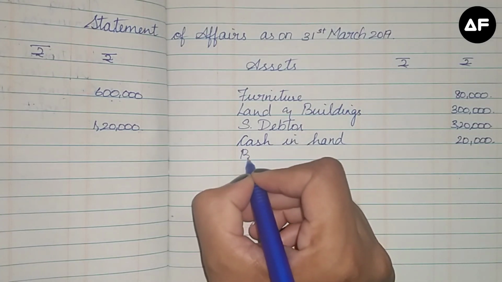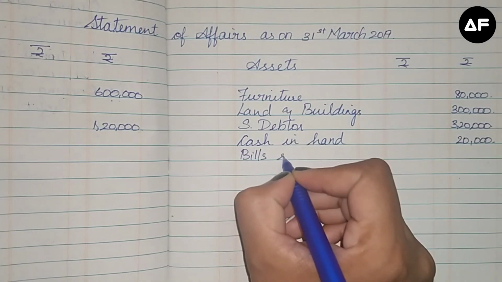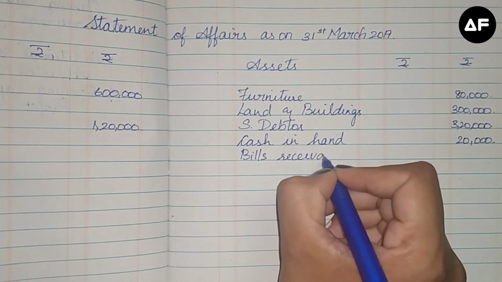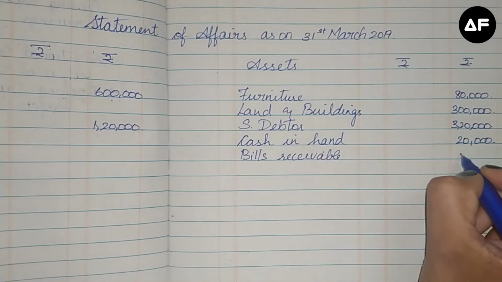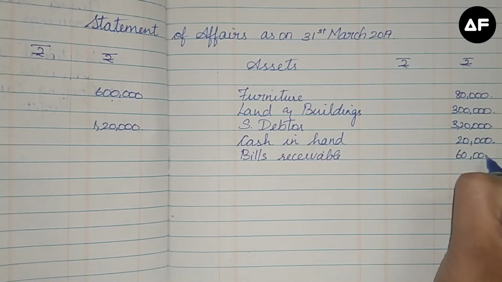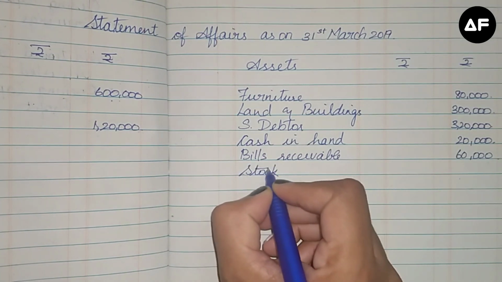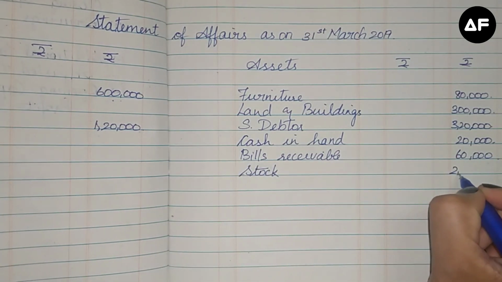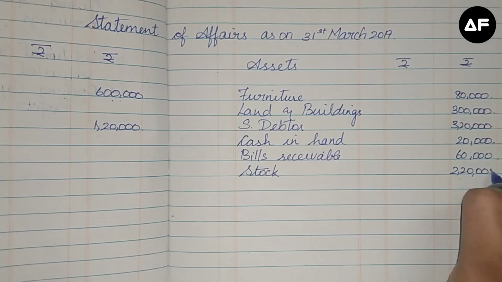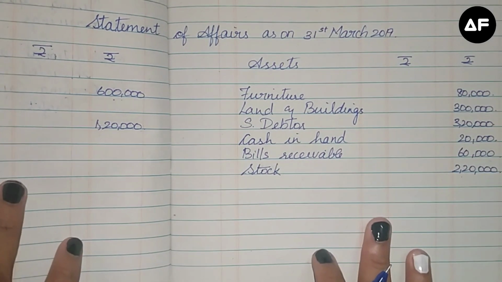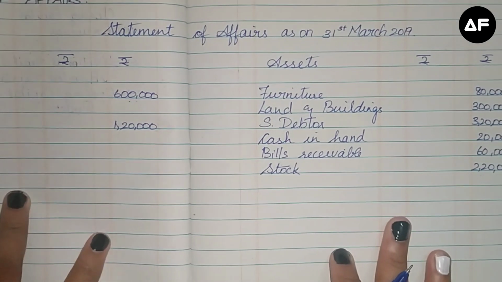Bills receivable, rupees 60,000. Lastly is stock, rupees 2,20,000. So after we have segregated the assets and the liabilities, now we are going to add them up.